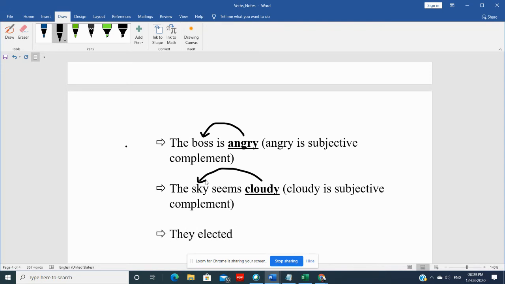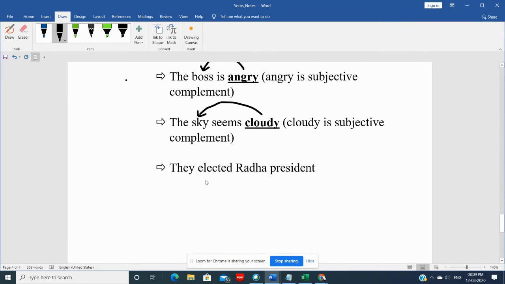They elected Radha president. Now look at this sentence. They elected. Who is the doer of the action? They. They elected whom? Radha. If you just look at the sentence like this, "they elected Radha," it's not making sense. It means we need to add a complement. And here, president becomes your complement. But what kind of complement is it? Is it a subjective complement or an objective complement?